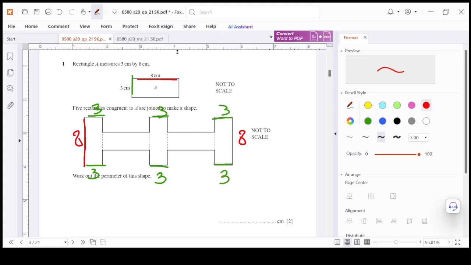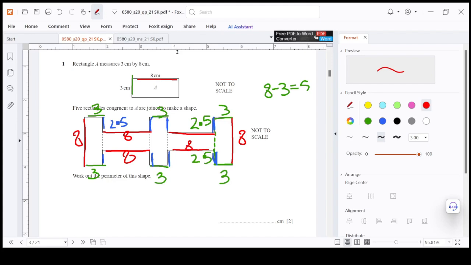This was 8. Let's see what else. Now we know that this would be 3 as well. So if that's 3, then 8 minus 3 is 5. So this should be 2.5, and this should be 2.5. So now these lengths are 2.5. These are all 2.5. And I also missed this. This would be 8 as well.